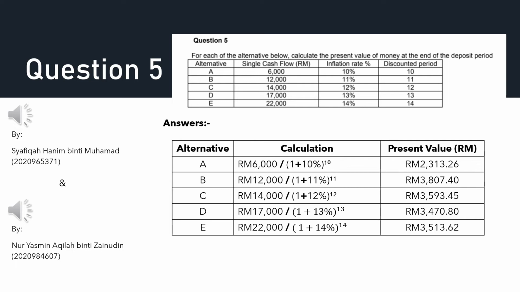Alternative B, the single cash flow is RM 12,000 divided by 1 plus the inflation rate of 11% to the power of the discounted period 11, and the answer is RM 3,807.40. Last but not least is alternative C. The cash flow is RM 14,000 divided by 1 plus the inflation rate of 12% to the power of the discounted period 12. The answer will be RM 3,593.45.